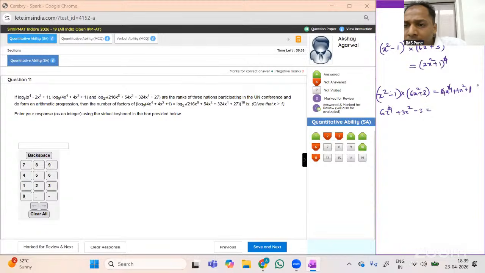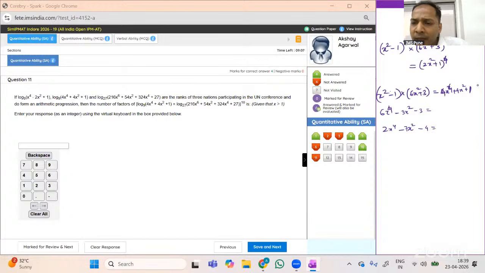Again, here I'll get x to the power 4. So 2x raised to the power 4 minus x to the power, minus 6x square plus this. So this is minus 3x square. So here I'll get minus 7x square, minus 6x square plus 3x square. And here I had minus 3. From here I'll get a plus 1, which becomes a minus 4.